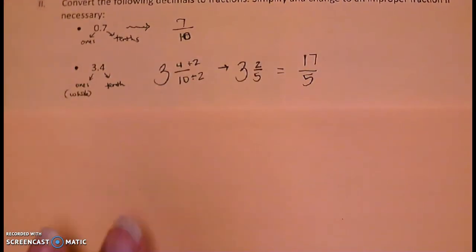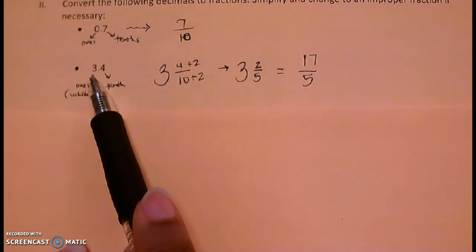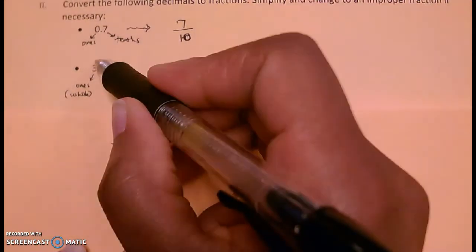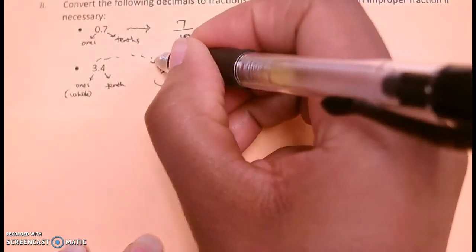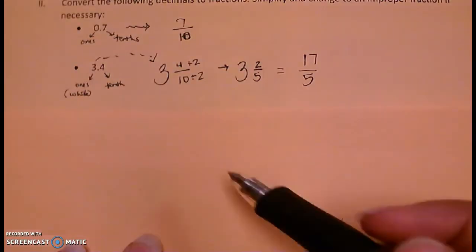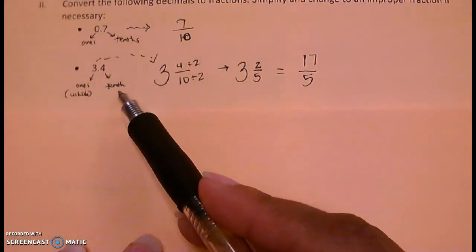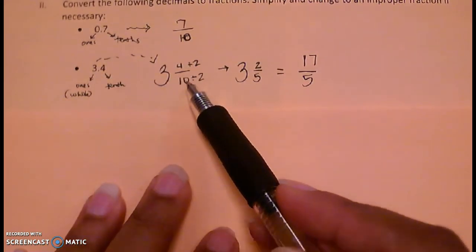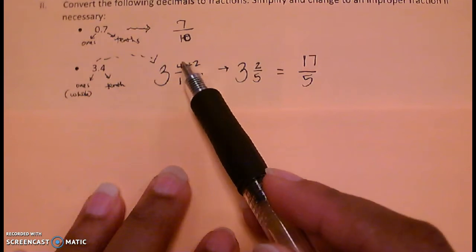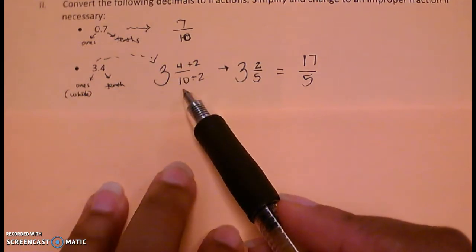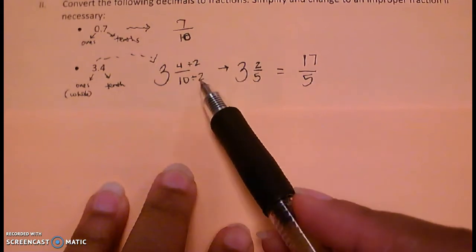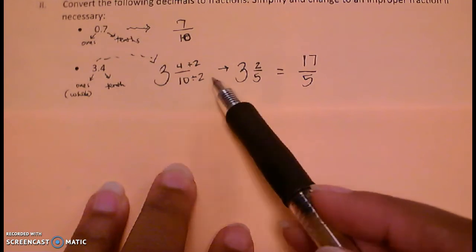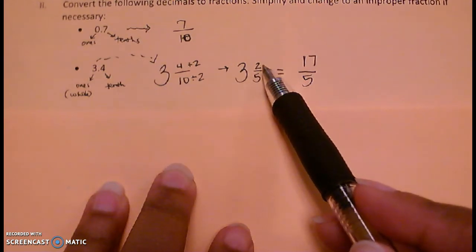Next, 3.4. We already know we have a 3 in our ones place, so that is going to stand alone as a whole number. And we know we have a 4 in the tenths place, so 3.4 is the same thing as 3 and 4/10. Now, this 4/10 can be simplified because 4 and 10 are both even numbers, so that means that they are divisible by 2. So if you divide 4 and 10 by 2, then you'll end up with 3 and 2/5.